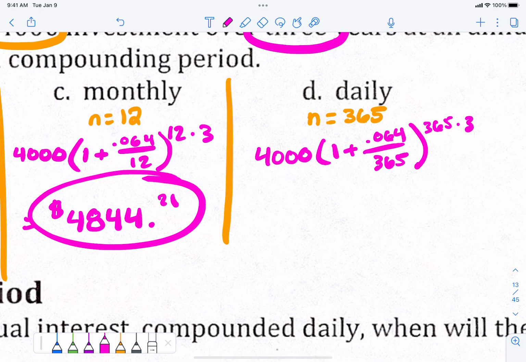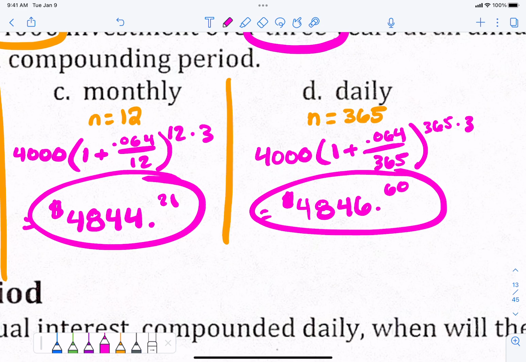365 times 3 equals like 48 something again. 4846.6. Okay, 4846.60. There you go. Got it. Okay, so always, if you're using the same principal, same interest rate, same everything, you want to compound as many times as you can get. If they give you the option of whether you want to compound monthly or daily, you're going to pick daily if you're getting that money. If you're paying that money, you want to do the opposite, right?